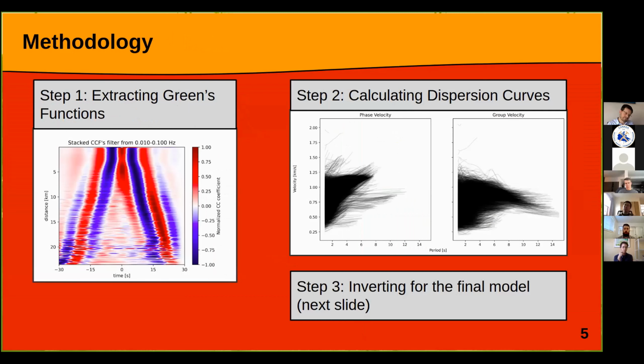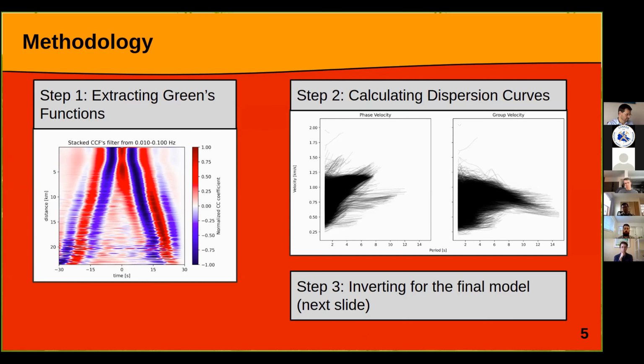So I'll talk a little bit about the methodology that I used in this study. So the first step is to calculate or extract Green's functions. So Green's functions are simply functions that provide information about the subsurface and are calculated by cross-correlating the seismic data and are equivalent to the cross-correlation functions by a constant. So in this plot on the left, I've plotted the Green's functions stacked by distance, filtered from 0.01 to 0.1 hertz.